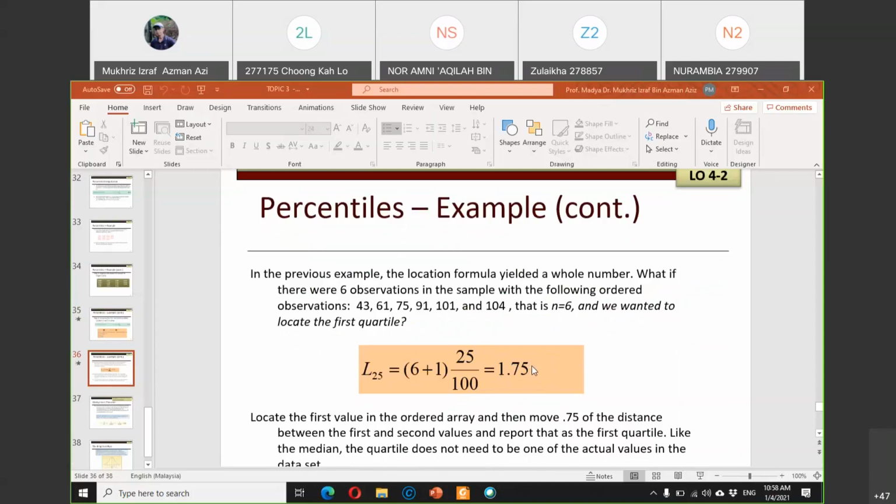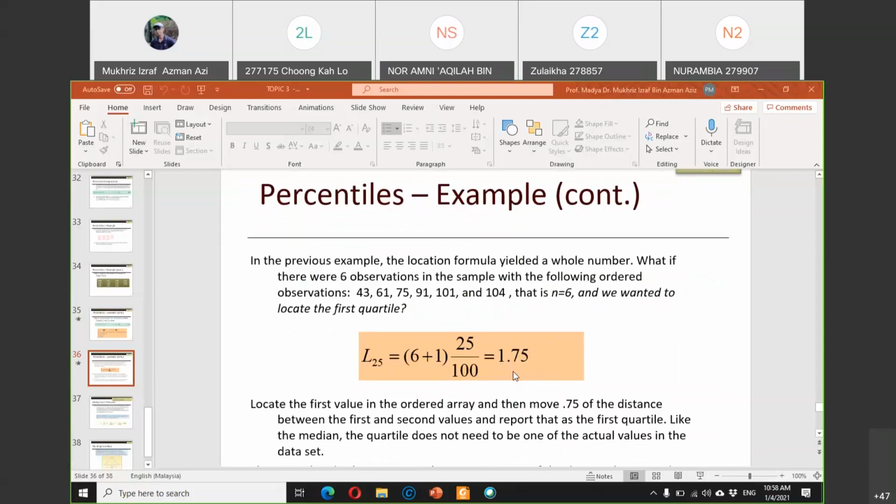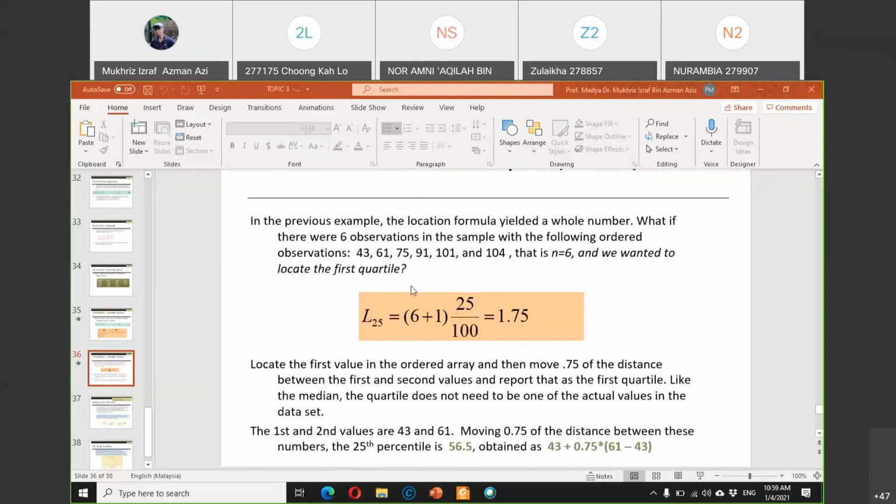So this is what you need to do, what we call interpolating. Okay, you need to interpolate your data. So here is another example. Okay, not based on the previous example.